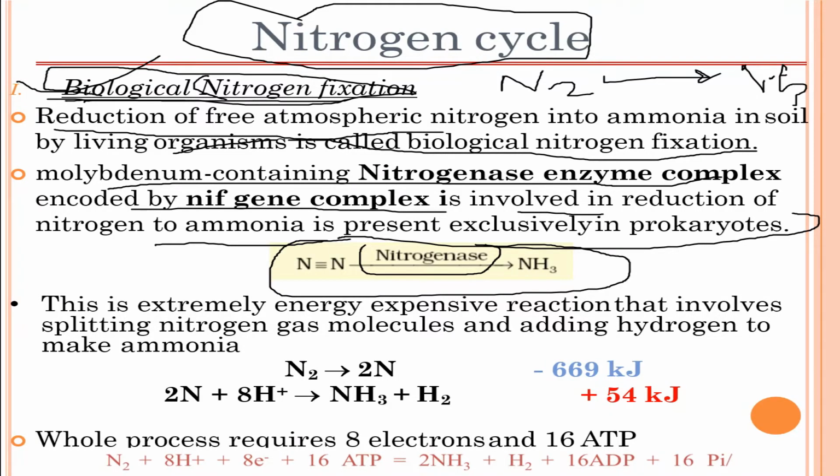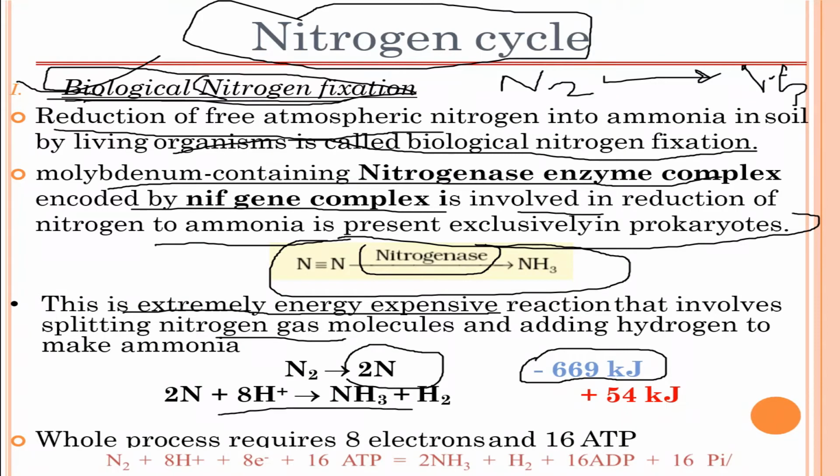Also, this is an extremely energy expensive reaction that involves splitting nitrogen gas molecules and adding hydrogen to make ammonia. Splitting nitrogen atoms is a very costly process because they are bonded by triple bonds, and splitting triple bonds requires a lot of energy. We need to give around 669 kilocalories to split the nitrogen molecule, so we get two atoms of nitrogen. With that we can get ammonia.